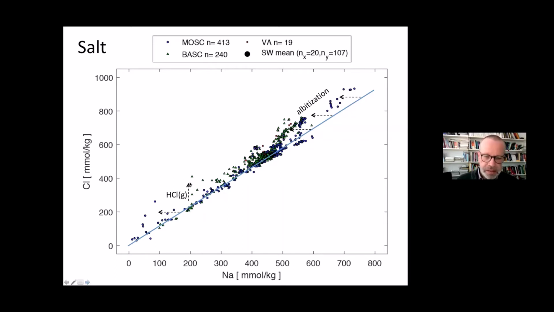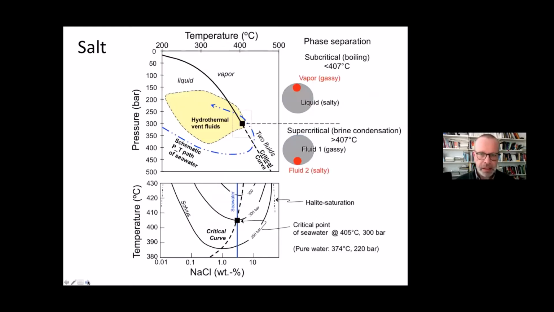But some of these data that plot down here from the arc and backarc systems actually can be explained by the addition of magmatic HCl. And then there's this other trend here that points to, you see 800 is right here. So stoichiometrically, if you dissolve halite, you get this kind of trend. Okay. So this, of course, is telling us about phase separation.